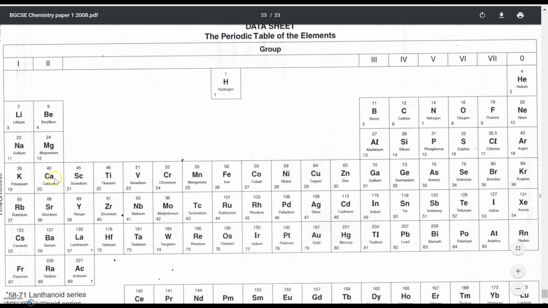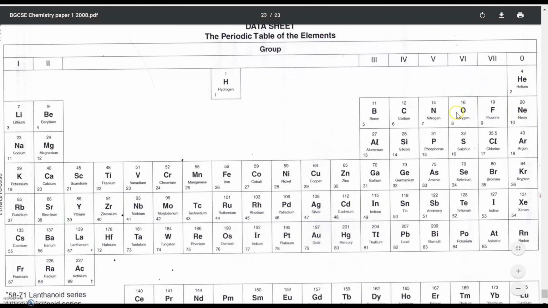So when calcium loses 2 electrons, it goes to the 3rd period, because the 4th period will now be empty. It moves to the 3rd period, where now it has 8 electrons in the 3rd shell, right? And oxygen gains 2 electrons from calcium, and then it moves to group 8, because it will have 8 electrons in its outer shell.